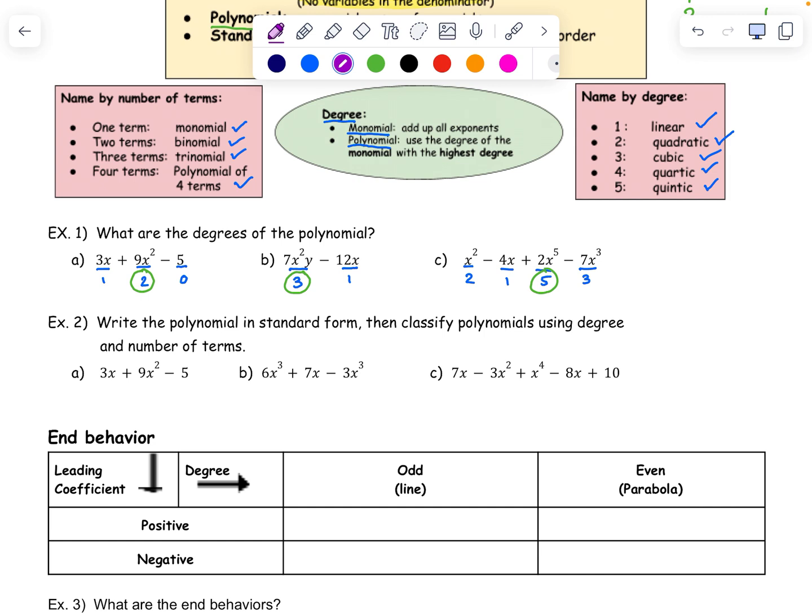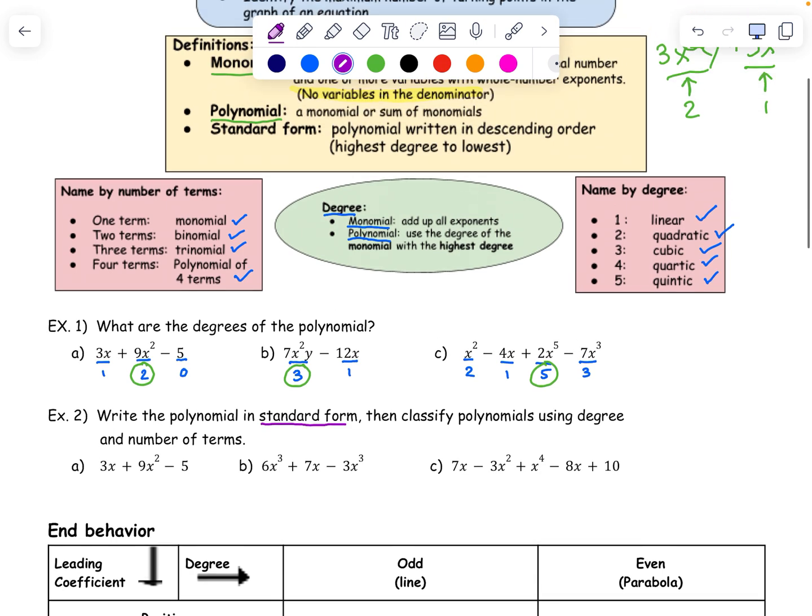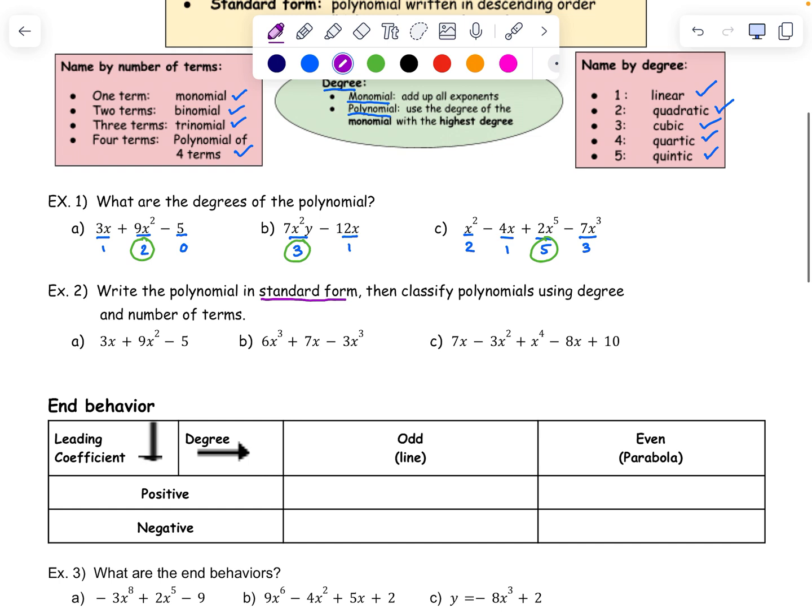For example 2, we're looking to put things in standard form, going from the highest degree to the lowest degree in descending order. Then we're going to classify them using the number of terms and degree. Let's start with this one. This degree is 1, this is 2, and this is 0. So the highest degree would be 9x squared, then comes 3x, and then minus 5. This is standard form, and the highest degree is 2, so we have a quadratic. With 3 terms, it's a trinomial, so a quadratic trinomial.